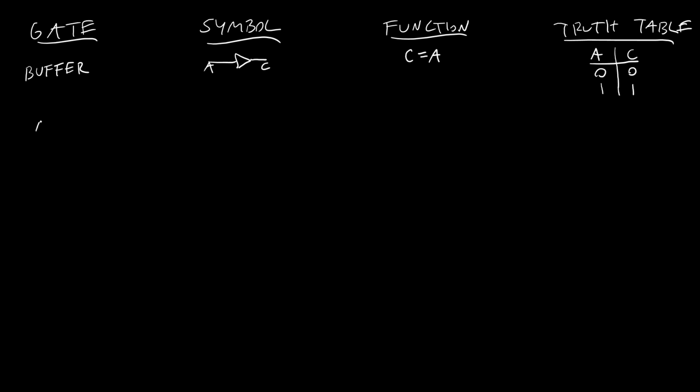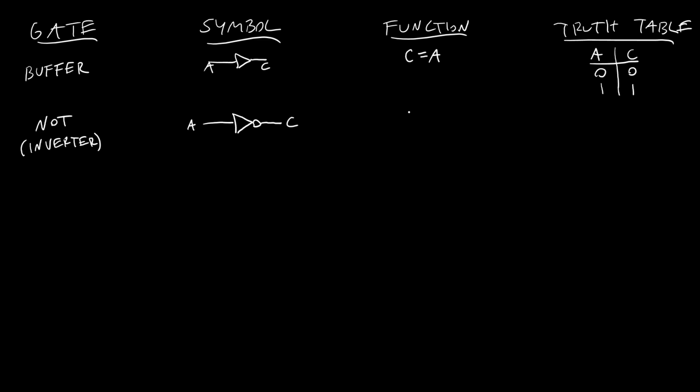But next up, we have a NOT gate, which might also be called an inverter, which, as you may guess, is going to invert or change the output. So if the input is true, the output is going to be false, and vice versa. So this looks like the buffer, except we have a little circle there on the output. I have input A, output C.